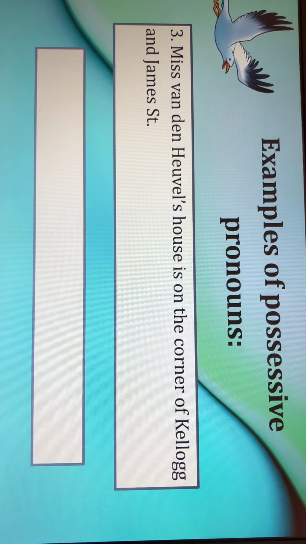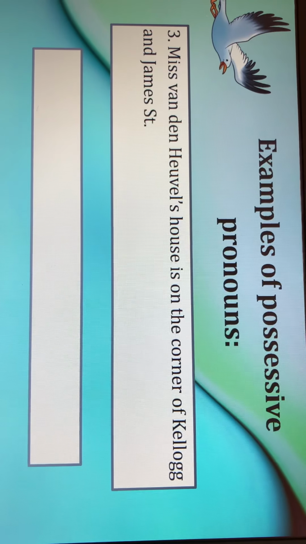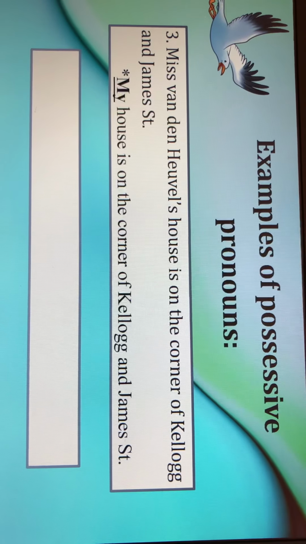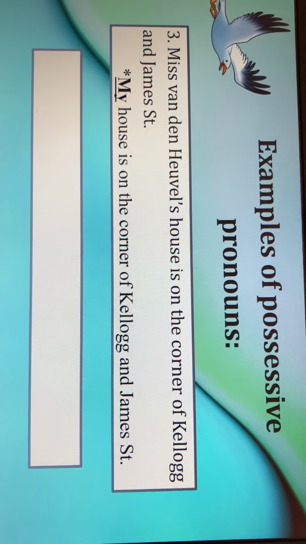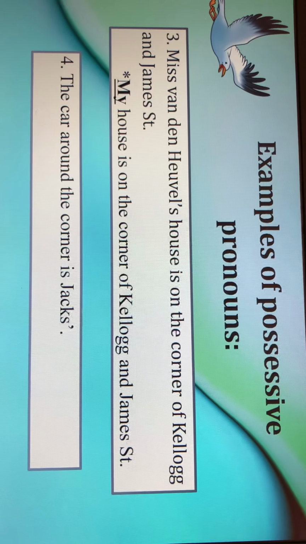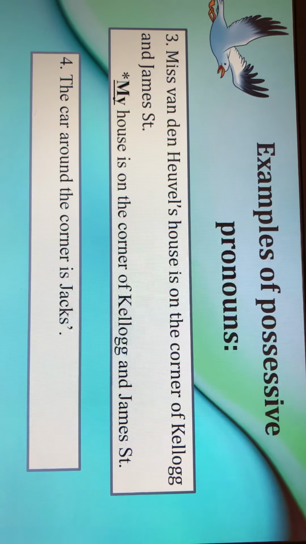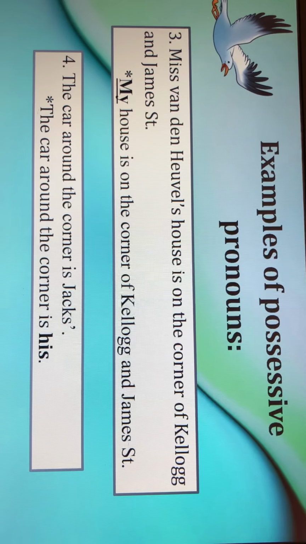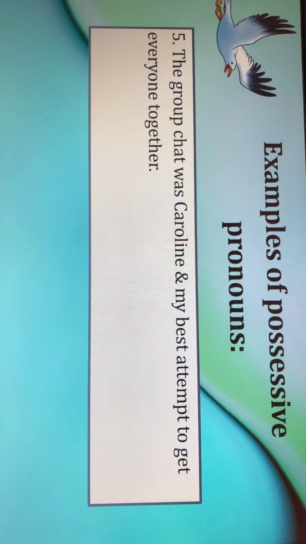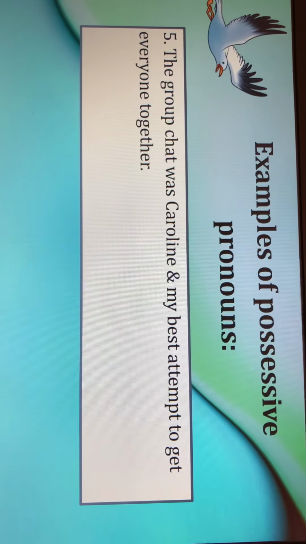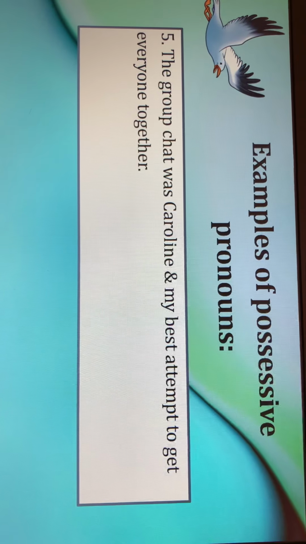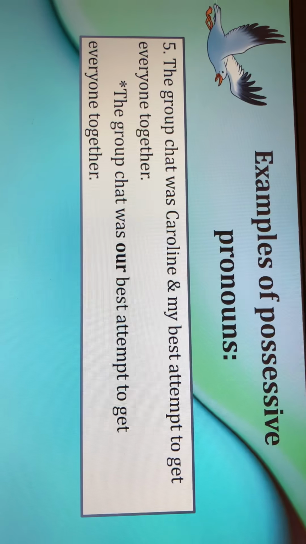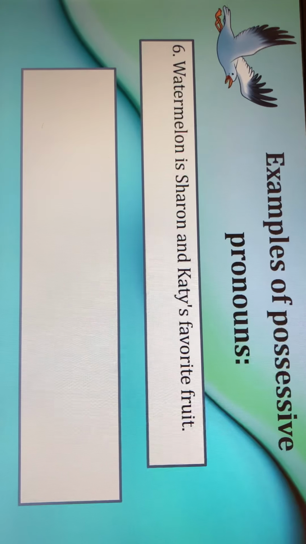Miss Vandenhuvel's house is on the corner of Kellogg and James Street. So the possessive noun here is Miss Vandenhuvel's. So we're going to replace that with my. My house is on the corner of Kellogg and James Street. The car around the corner is Jack's. So Jack's is a guy's name, so we replace it with his. The car around the corner is his. The group chat was Caroline and my best attempt to get everyone together. So there's two people and it's referring to myself, so I'd replace it with our. The group chat was our best attempt to get everyone together.